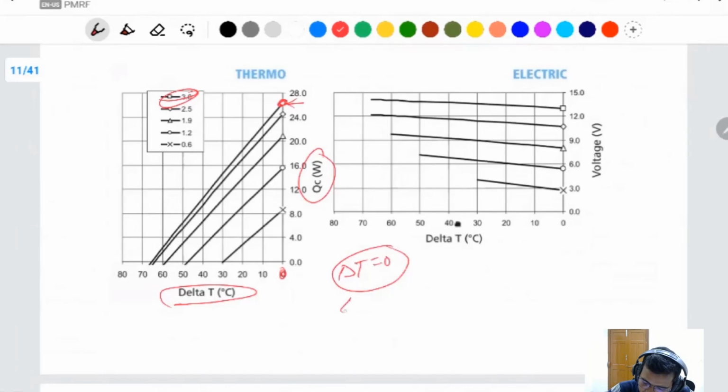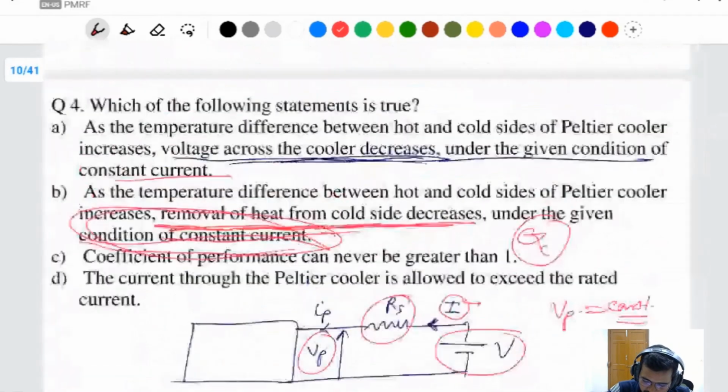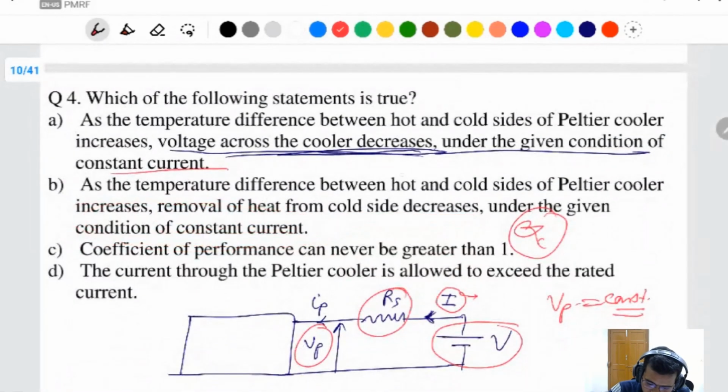Okay, if delta T increases, then this goes up like that, but the current will be constant. Then QC will decrease continuously in a linear way. You can see this. If your temperature difference increases, then QC decreases. And in the data sheet you can see it here. That's why this option is correct.